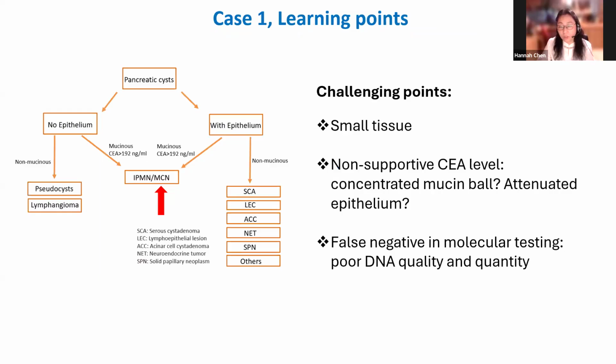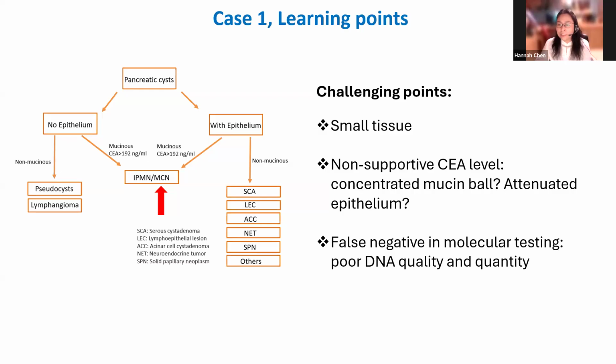So what the challenging point of the first case is because the tissue is so small, and the second one, not supportive CEA level. So I'm trying to explain why this cyst fluid shows low CEA level. I'm thinking in the imaging study shows a mucin ball in the center of the cyst. I was thinking whether it's from acinar cells that absorb all the mucin, so left rest of fluid as serous-like. So CEA level remains low.